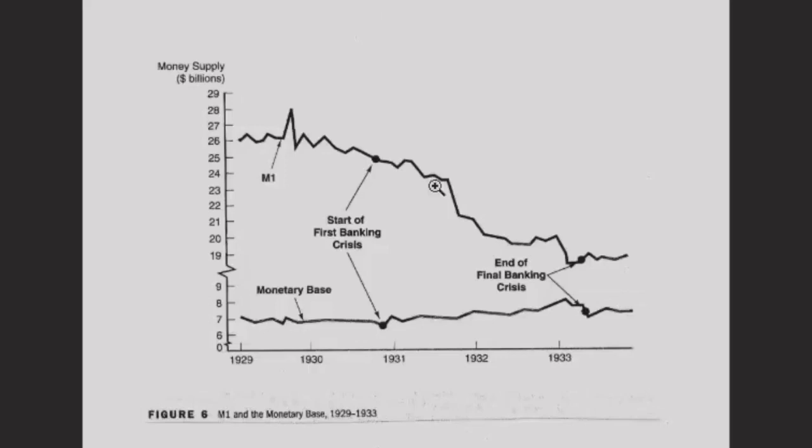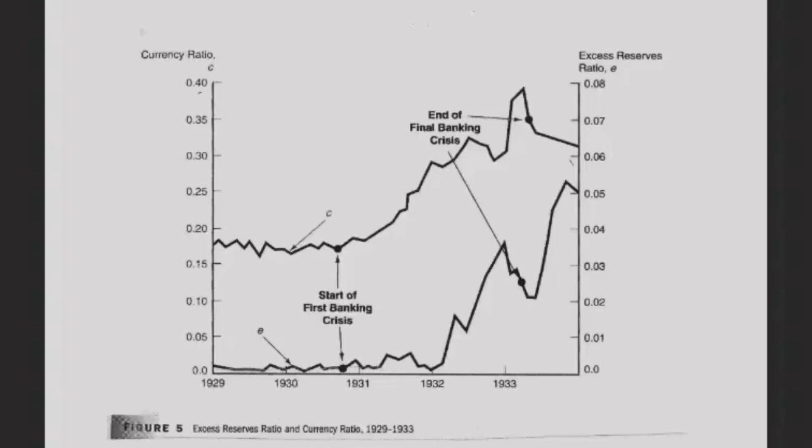And of course, there's a big hint here, because there are these two dots labeled start of first banking crisis, and these other two dots that say end of final banking crisis, suggesting that there was a banking crisis going on, and suggesting that the kinds of behaviors we just discussed might have manifested themselves over this period. So now here is another figure to give us a picture into the behavior of people and banks over this period. First, again, let's start with the bottom line, which is labeled E.